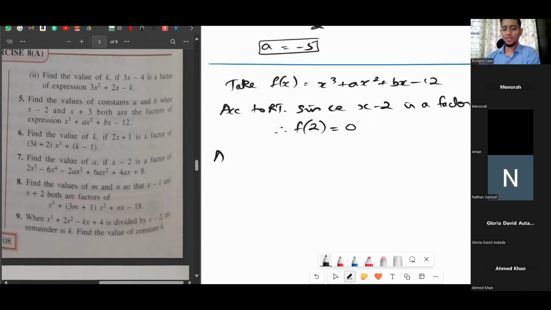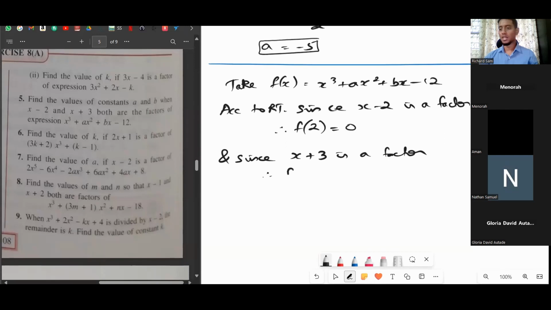Now tell me the second statement, because we have another factor. We'll just put and. And since, what is your second factor? And we'll write the statement. Since x plus 3 is a factor, therefore what? F of minus 3 is equal to 0. You understood how we got this plus 3 and minus 3? I didn't write that statement of making x the subject, but yesterday I gave you practice on taking it to the other side, right? So if x minus 2 is a factor, take 2 to the other side, it will become plus 2. So f of 2. Plus 3 will become f of minus 3.